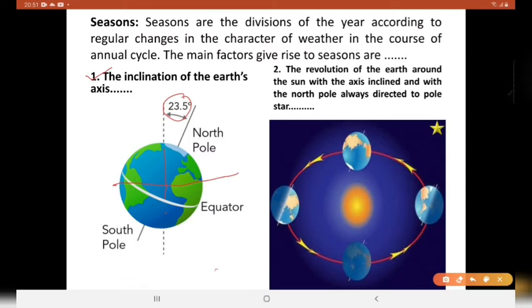Now, the second one is the revolution of the earth around the sun with the axis inclined and with the north pole always directed to the pole star. Here you can see this is the pole star, and the north pole of the earth always remains directed towards the pole star. In this position it revolves around the sun. So, these are the two main factors which give rise to different seasons on the earth.